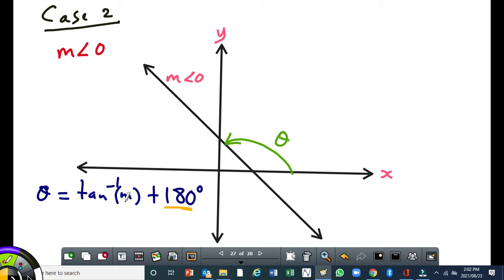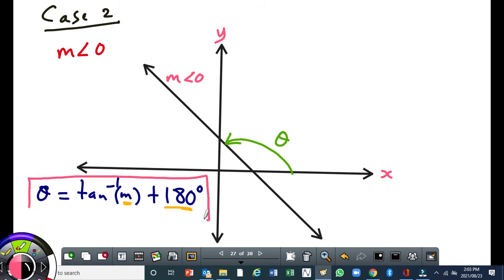Because if this m here is negative, it means the reference angle we will get here is going to be a negative angle, which is acute. Therefore, we have to convert that negative acute angle to a positive angle by adding 180 degrees. Okay, and we have discussed this under trigonometry. Okay, so that would be your formula.